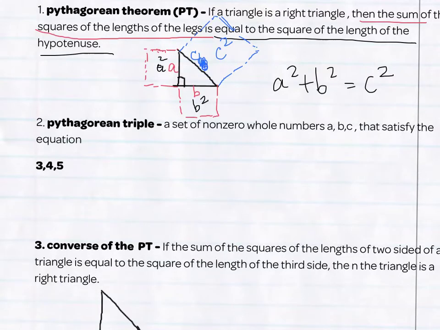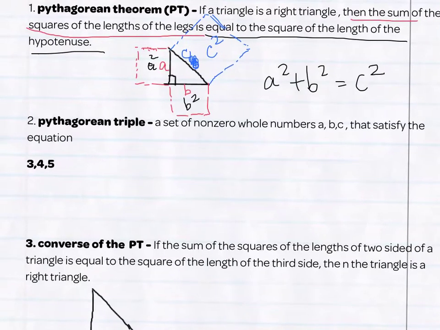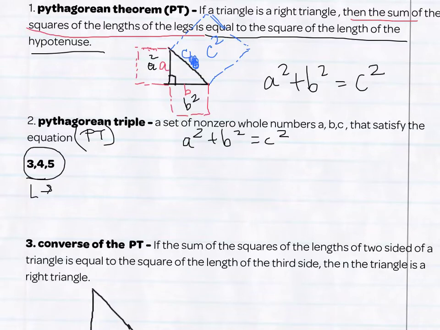The next thing we want to talk about is a Pythagorean triple. So what's a Pythagorean triple? Well, it's kind of cool. A Pythagorean triple is a set of non-zero whole numbers, A, B, C, that satisfy the equation of the PT. And again, the PT is the Pythagorean theorem. Let's write the Pythagorean theorem down to remind ourselves. It's A squared plus B squared equals C squared. Let's see if these three numbers satisfy the condition. Notice the three numbers are in order from least to greatest. You want to make sure you do that first, and then just literally plug them in.